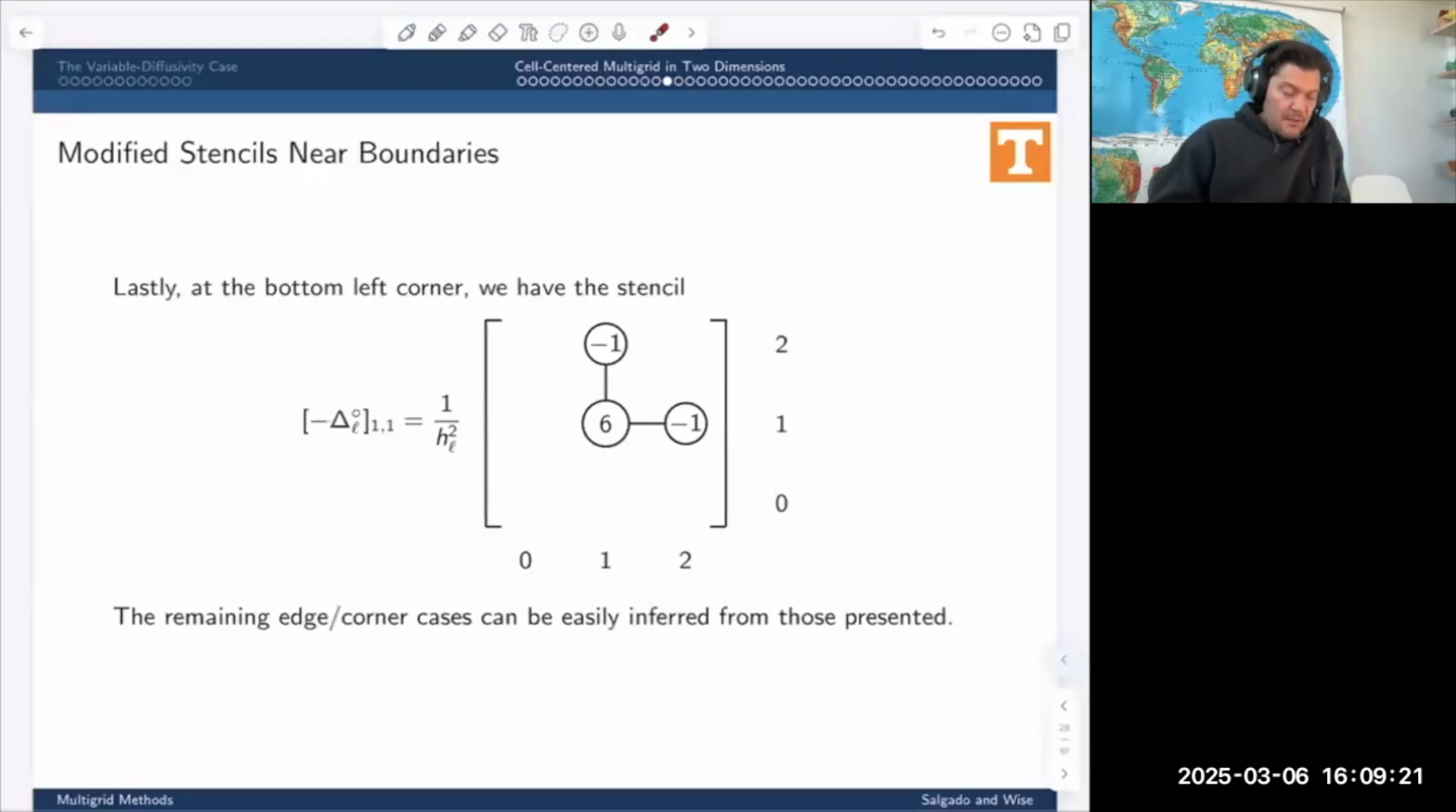And again, this superscript circ means that I'm adjusting the definition of the finite difference approximation operator to take into consideration my ghost cell values from my homogeneous Dirichlet boundary conditions.